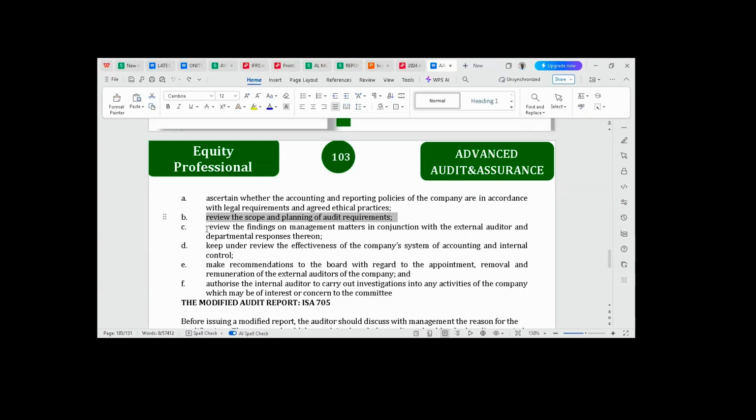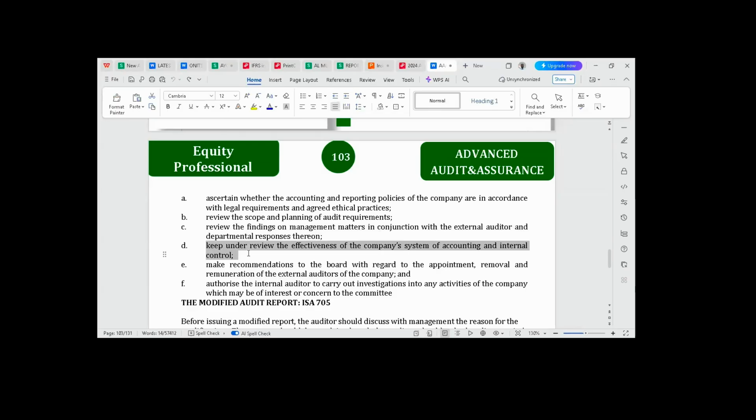They also need to review the findings on management matters in conjunction with the external auditors and departmental responses thereon. What that means is that when external auditors go to audit the client company, they don't limit their audit to the finance and accounts department, they visit other departments. So if there are issues in other departments, they will need to write the head of department and expect them to explain reasons why things are not done as stipulated in their policies. So the audit committee can also assist the head of department in this area.